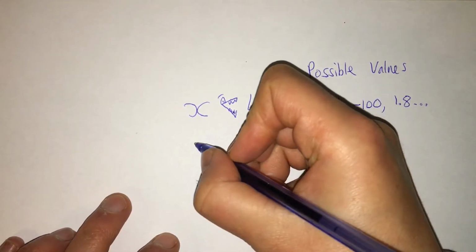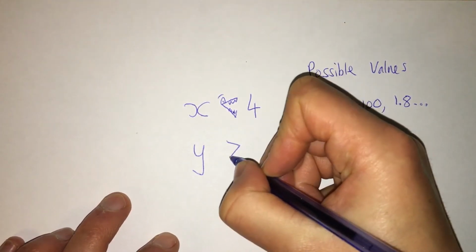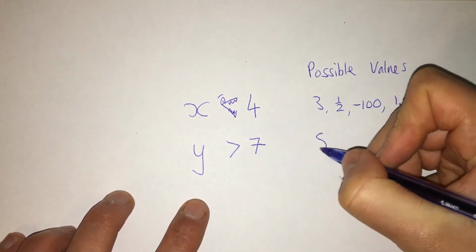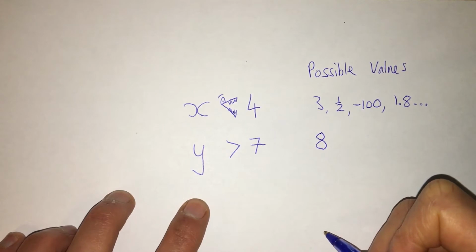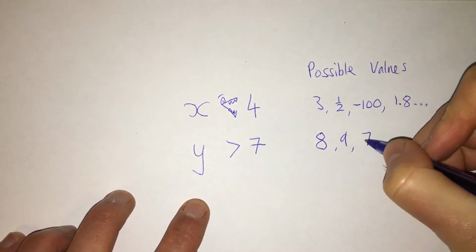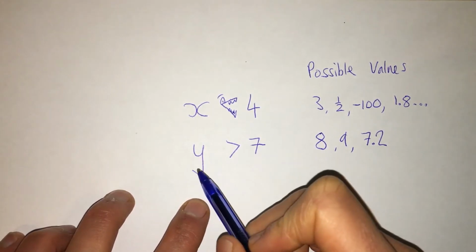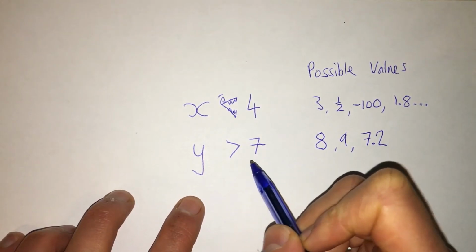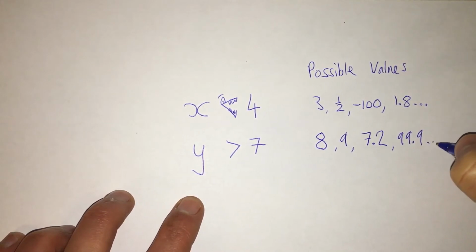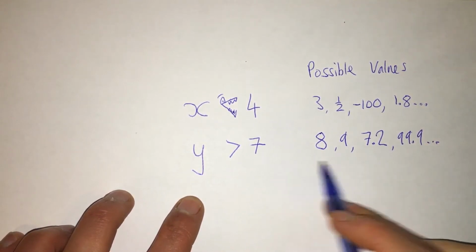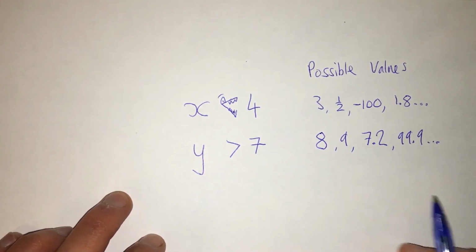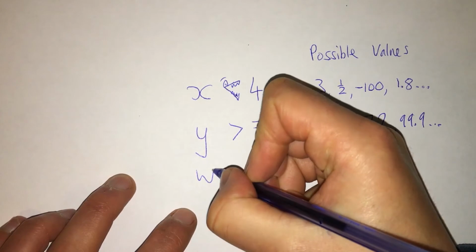Let's have another one. Y is greater than 7. So y could be 8, for example. It could be 9. In fact, it could be 7.2, as long as it's greater than 7. And it could be 99.9. And this list goes on and on and on, as long as the value of y is greater than 7.